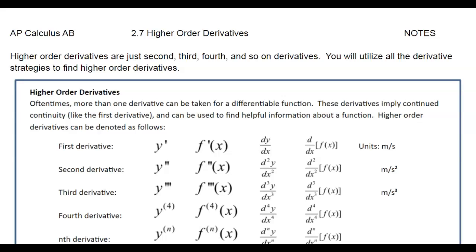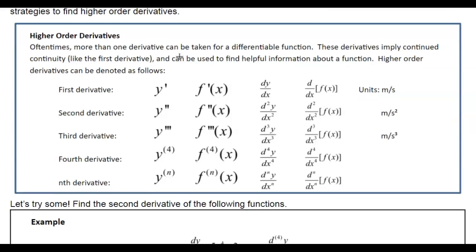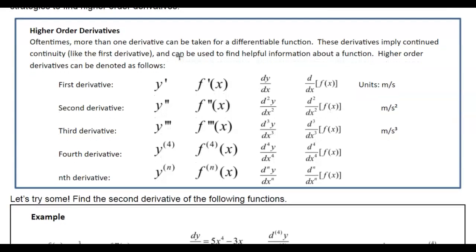Right, we're going to talk about higher order derivatives. And all this is the second, third, fourth, and so on derivatives. So you can really take an unlimited amount, okay? Usually you won't do a very high number unless there's a pattern involved. So let's look at the notation.